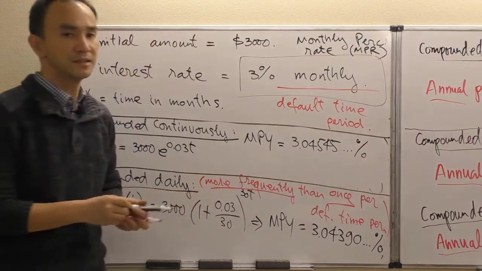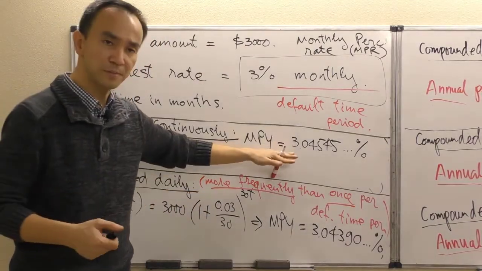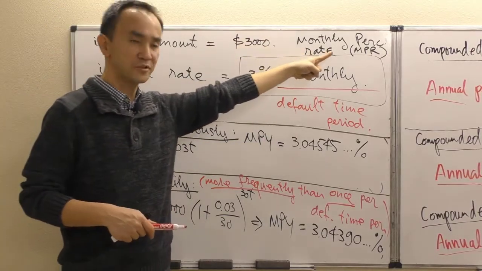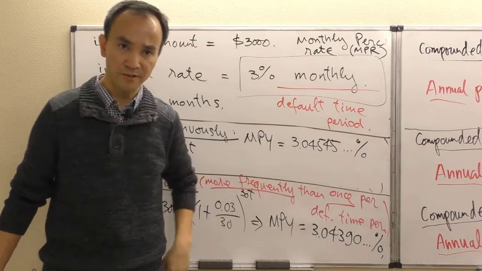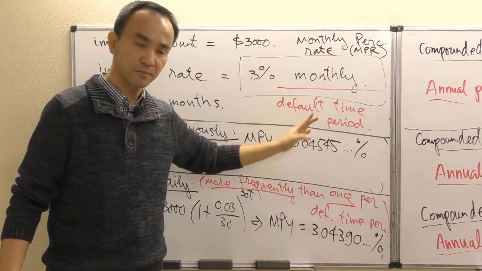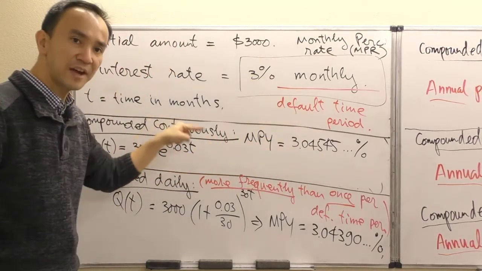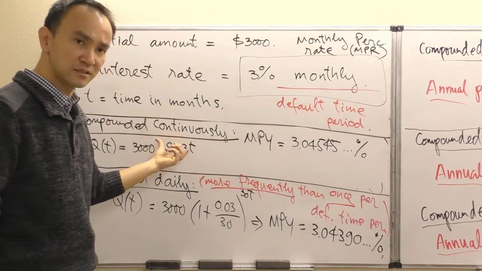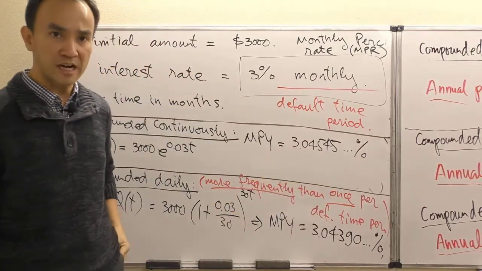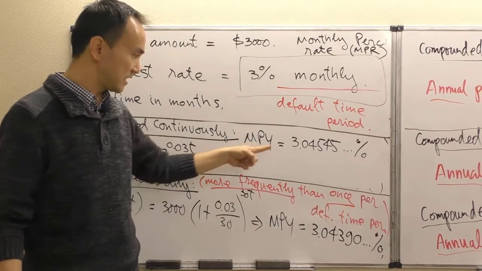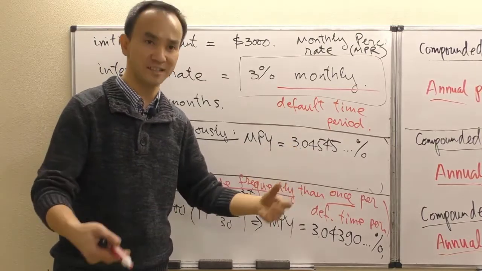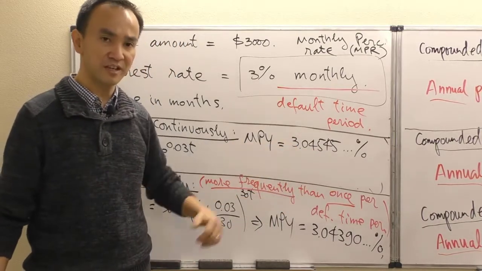And so again, the actual percentage yield here is higher than the percentage rate that was stated at the beginning of the problem. The percentage rate is always referenced directly to the default time period. But because there's the effect of compounding more frequently than once per default time period, that effect caused the actual percentage yield to become higher.